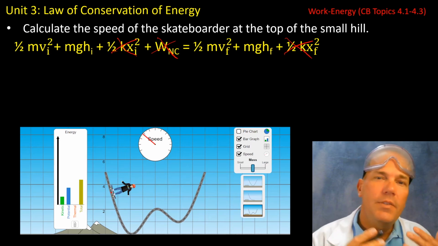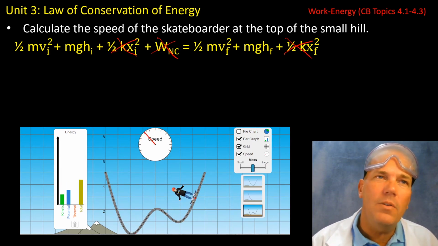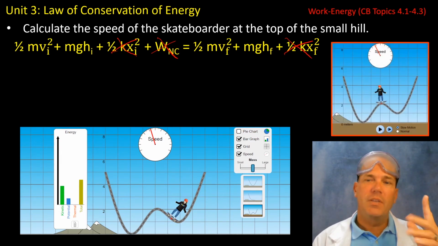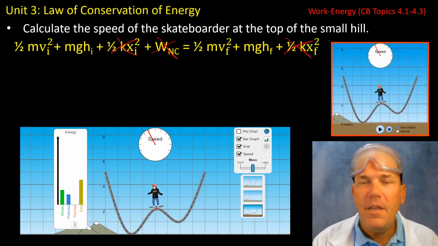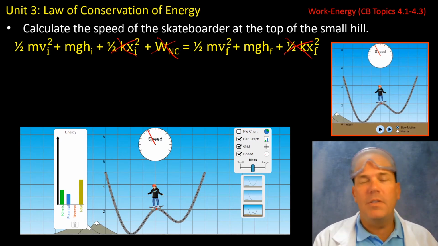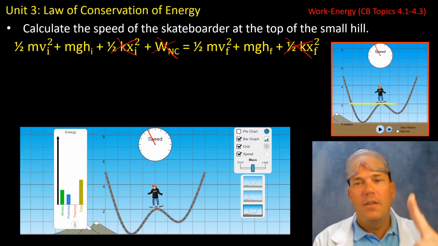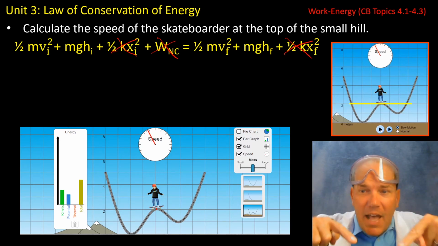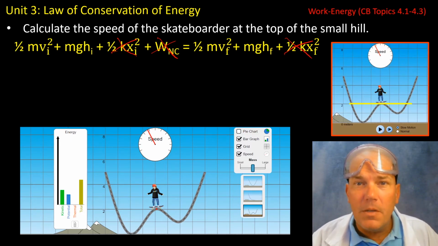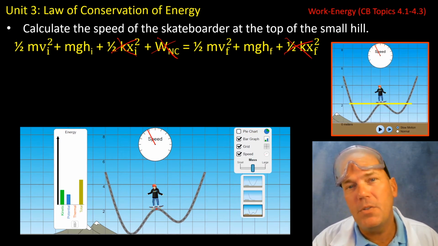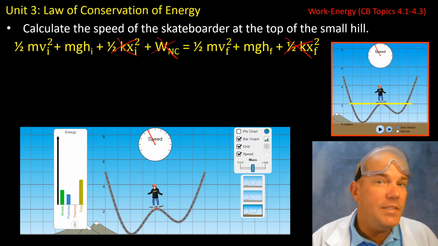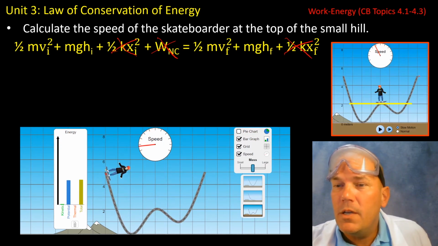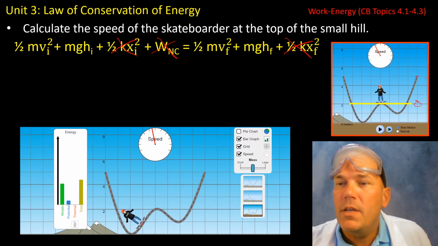Now here is where we want to think about where we can place that zero line that makes the most sense. So if we choose to place the zero line here, we see the yellow zero line means at the top of the small hill, the skateboarder has zero gravitational potential energy. That's going to simplify our calculations. So essentially all we're doing is going from here to here.